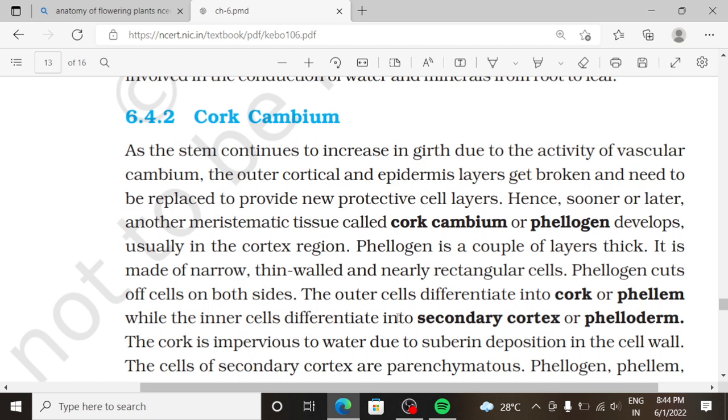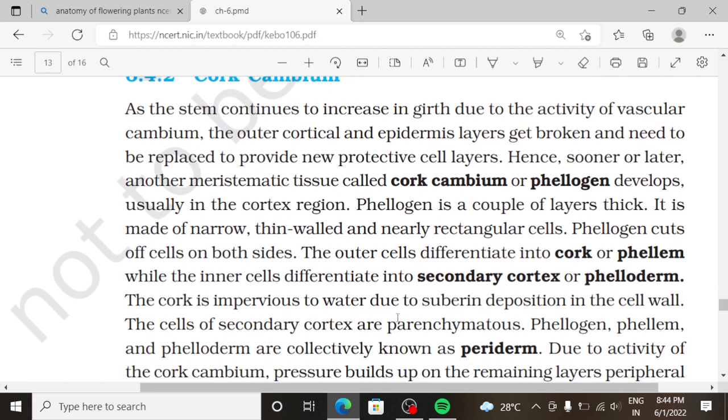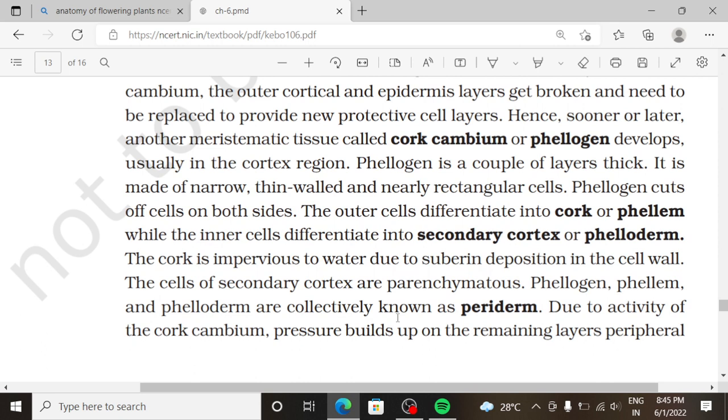Cork cambium. As the stem continues to increase in girth due to activity of vascular cambium, the outer cortical and epidermis layers get broken and need to be replaced to provide new protective cell layers. Hence, sooner or later, another meristematic tissue called cork cambium or phellogen develops, usually in the cortex region. Phellogen is a couple of layers thick. It is made of narrow, thin-walled and nearly rectangular cells.